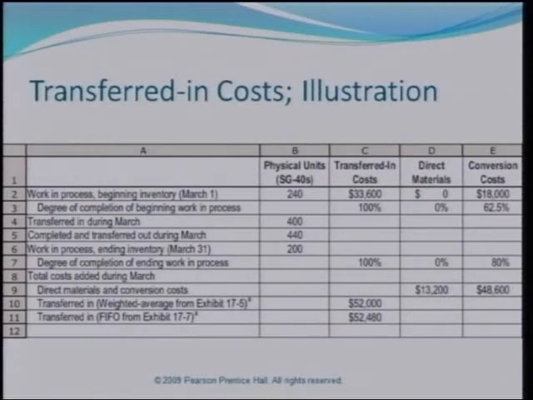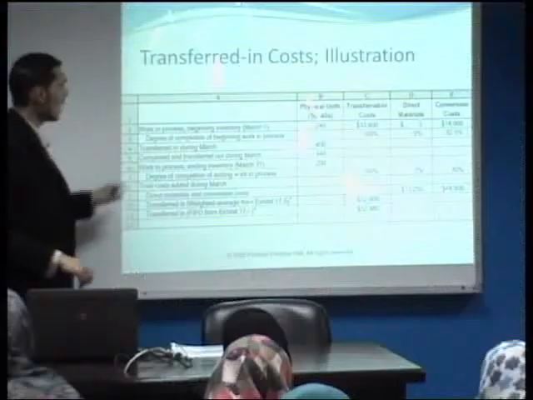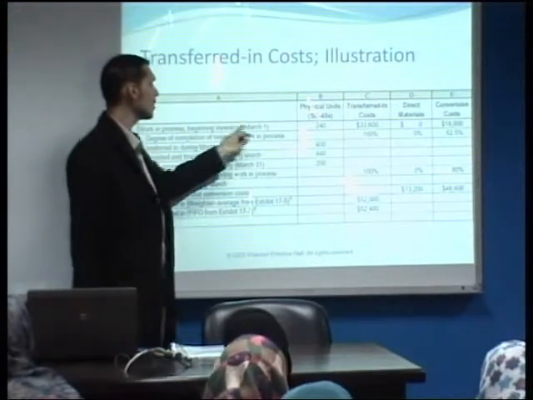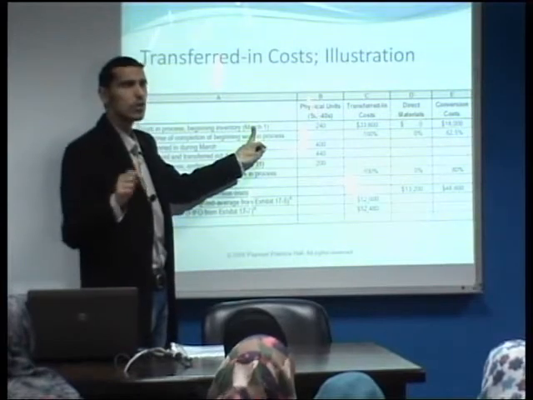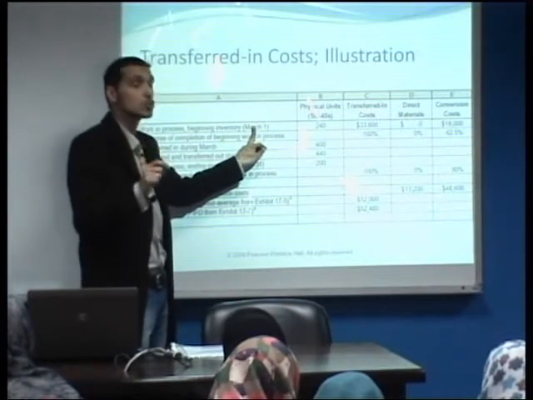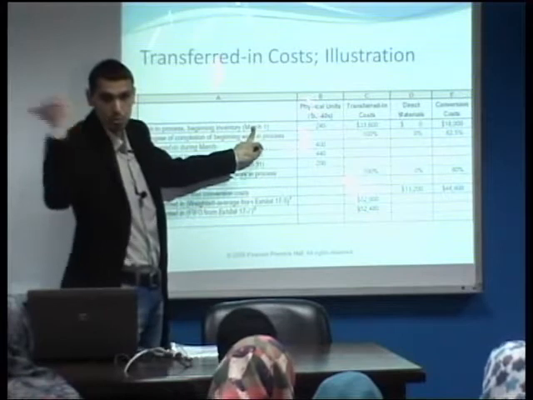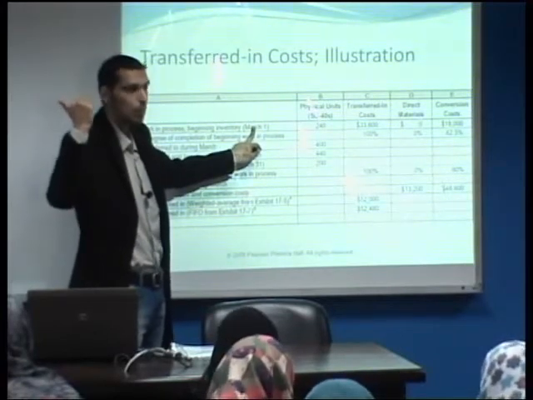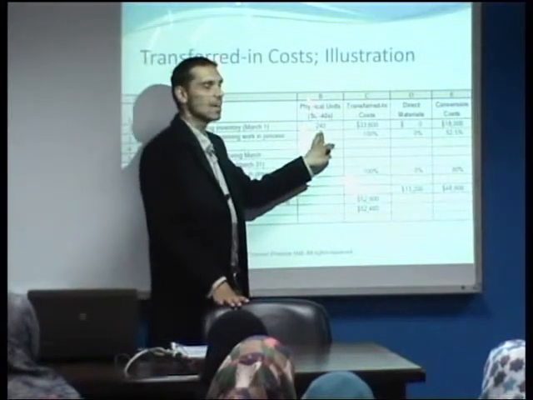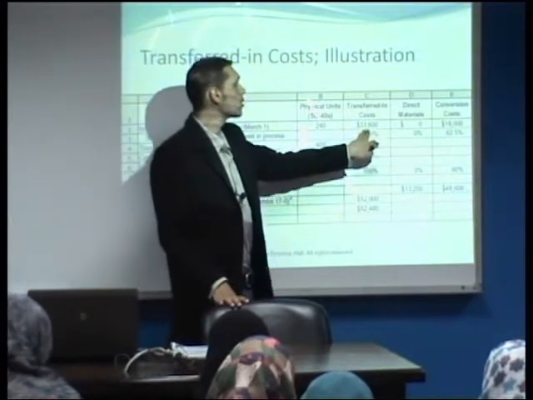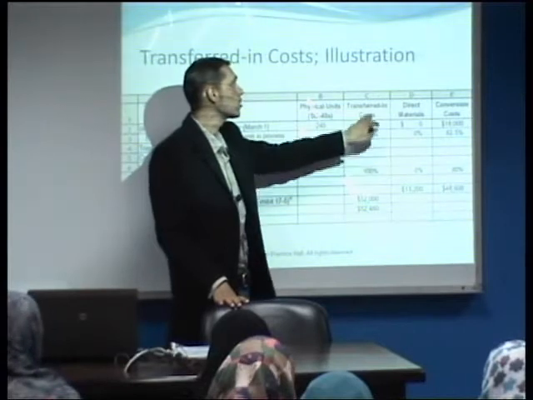According to the data for the testing department, we have work in process as a beginning inventory. Of course, here we are going to consider the third month, which is the month of March, the same as case number 3 for the assembly department. Therefore, on March 1, we had 240 units as beginning work in process. 33,600 were the transferred in costs.